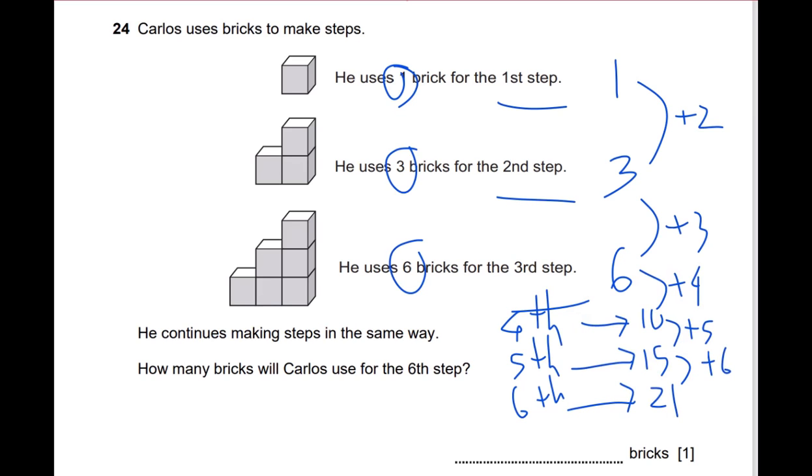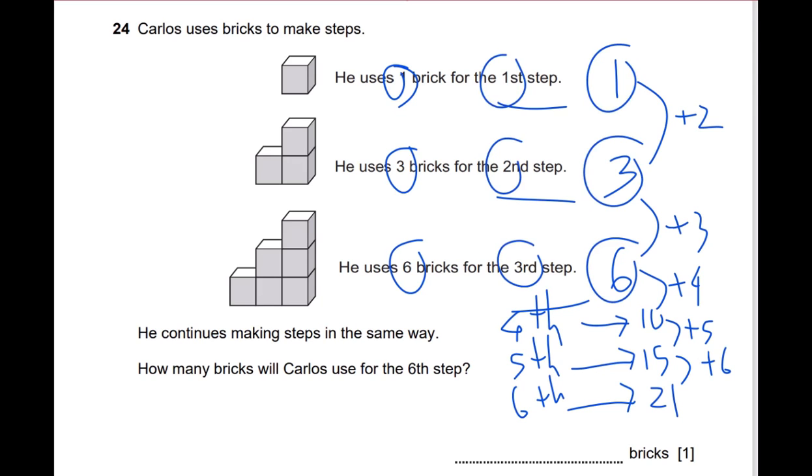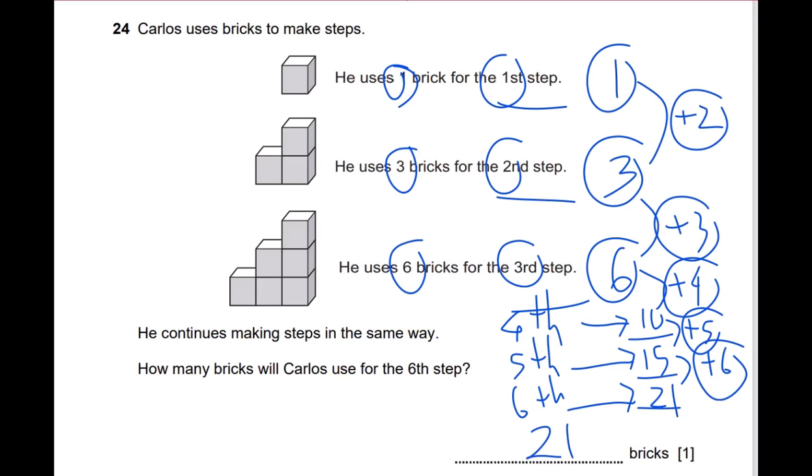So we see the pattern. First step is 1, second step is 3, third step is 6. The difference from 1 to 3 is plus 2, and from 3 to 6 is plus 3. It means we add plus 4, plus 5, plus 6 to get the next one. So it will be 10, 15, and 21. So it will be 21. Okay. If you have any other steps or tricks, please feel free to write in the comment section.